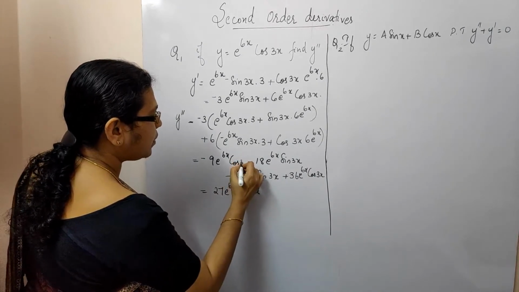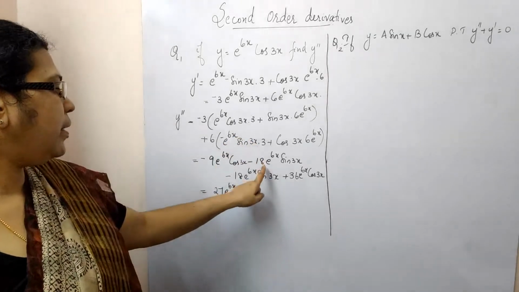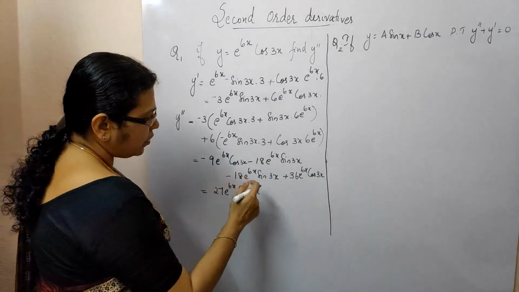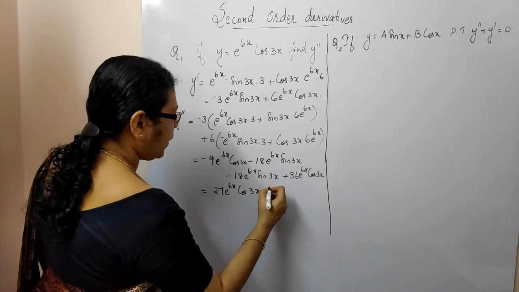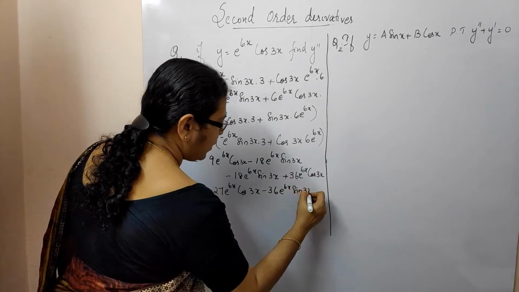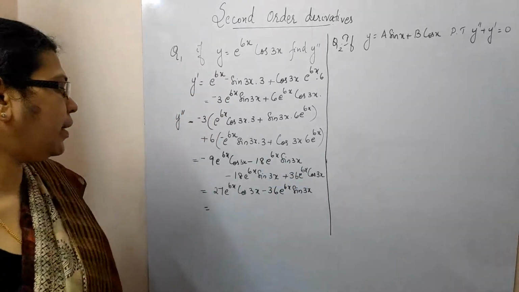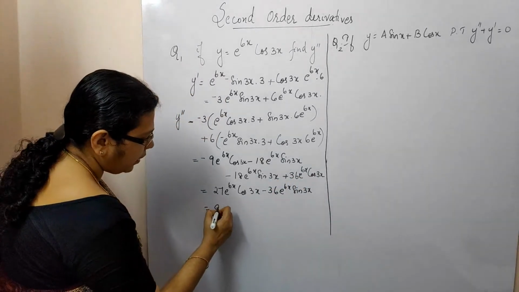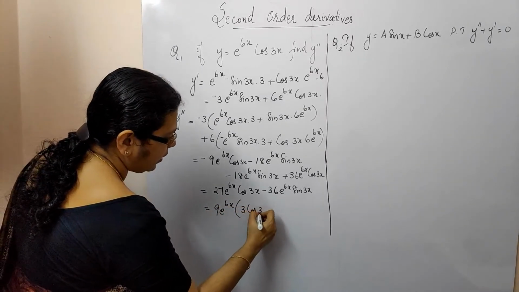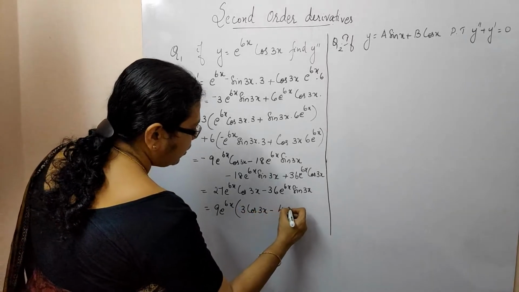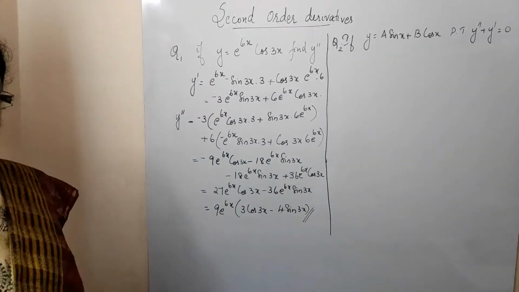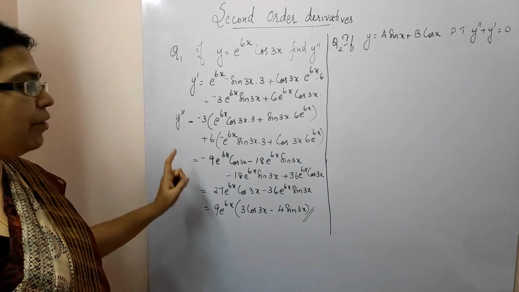Minus 18 e raised to 6x into sin 3x, minus 36 e raised to 6x into sin 3x. Now, if I need, I can take a 9 common out: 9 e raised to 6x into 3 cos 3x minus 4 sin 3x. Am I clear? This is what I am getting when I simplify and write the value of y2 dash.